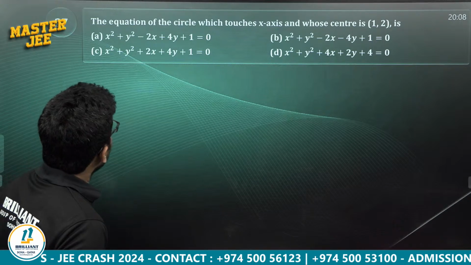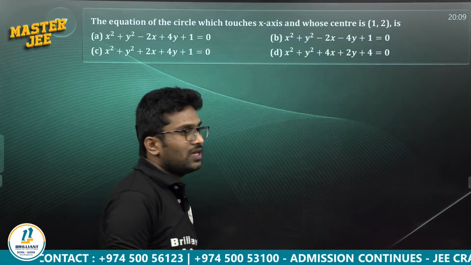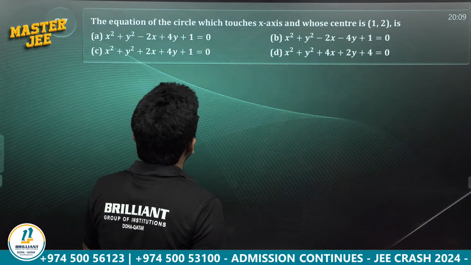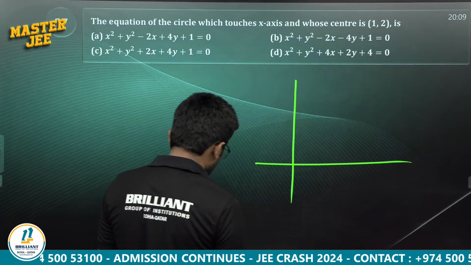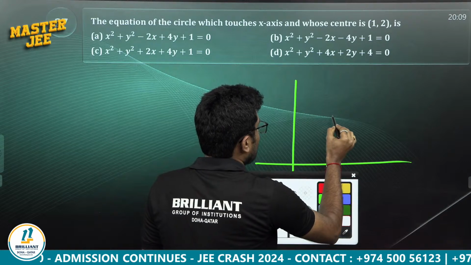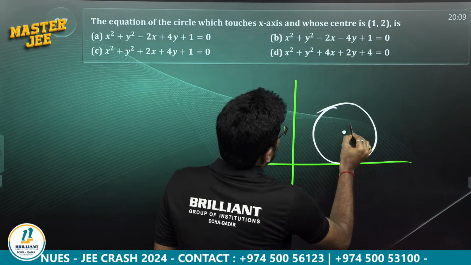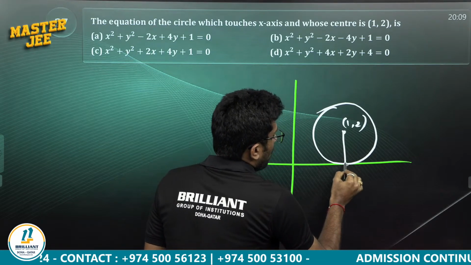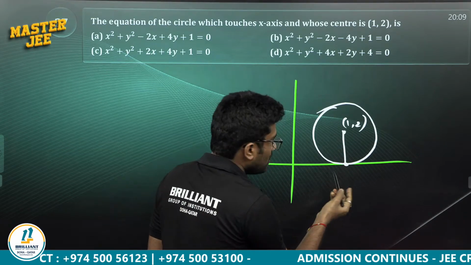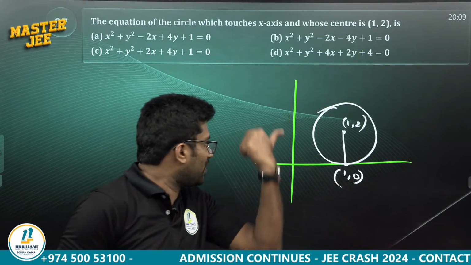Next, the equation of the circle which touches the x-axis and whose center is 1, 2. Guys, I hope we can do it very easily. Our circle is touching the x-axis, and has center 1, 2. So this particular point is 1, 0. We know the center, so we can get the radius.